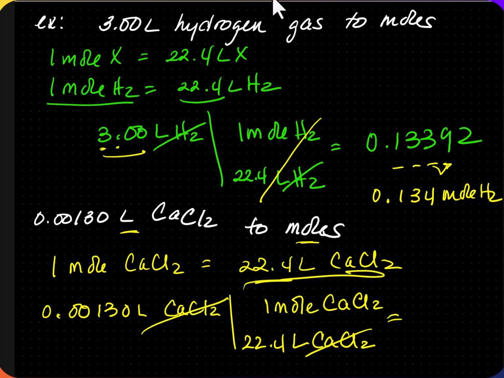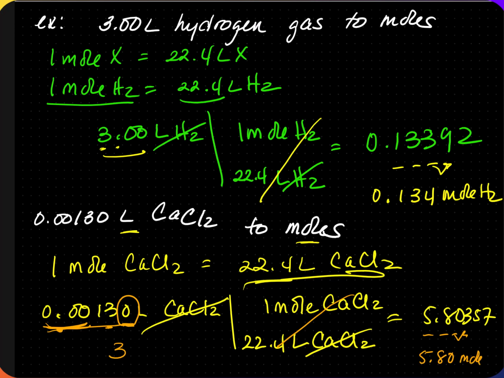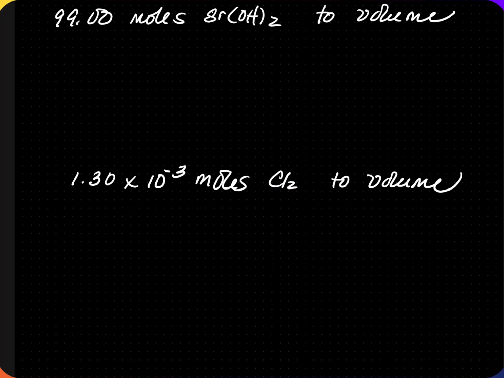So 0.00130 times 1 divided by 22.4 liters will give you 5.80357. Now I need to do sig figs. Conversion factors don't count. I have 3 in my answer. These zeros are placeholders because there's a decimal, no significant digit. This 0 is significant because there's a decimal and a significant digit, so there's 3. So 1, 2, 3, I look 1 to the right. The 0 stays, so it's 5.80 moles of calcium chloride. Pause the video, try these problems on your own, and then check your answer.